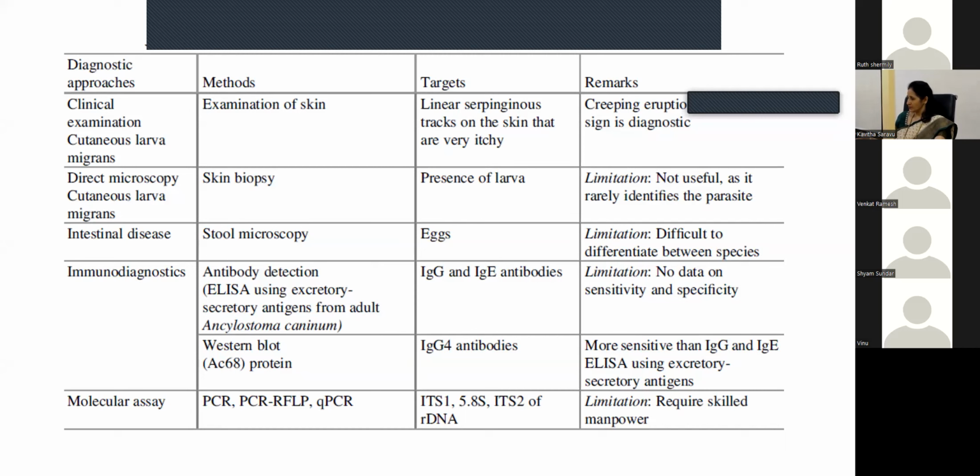So molecular tests can be done, but they are mainly used in the research setting, and they can also be used to differentiate between Necator americanus, Ancylostoma duodenale, or Ancylostoma ceylanicum or caninum. Okay.